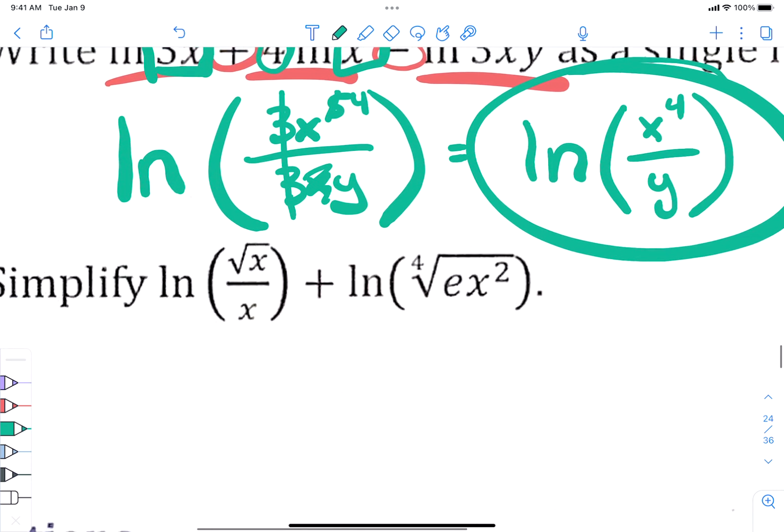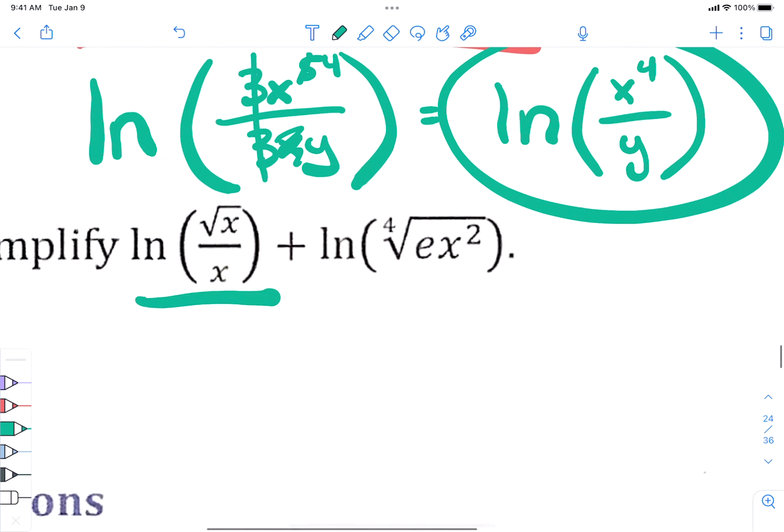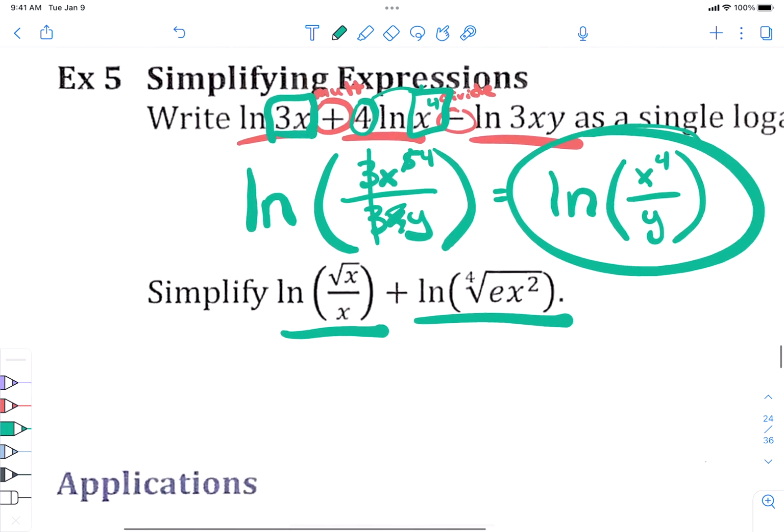Subtracting means you're dividing. Okay, now we're going to do the same thing. How many pieces do we have here? 2. Simplify this thing.